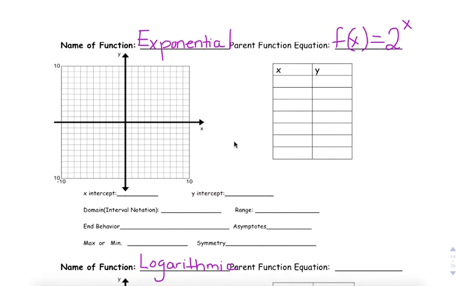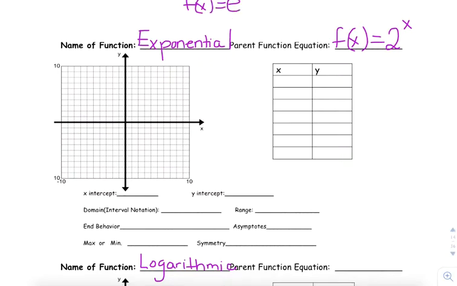Take a look at our last three parent functions, which are also our parent functions with asymptotes. The first one is the exponential parent function. Technically, the actual parent function is f of x equals e to the x.